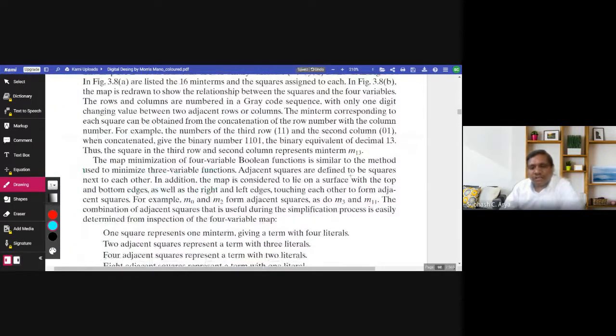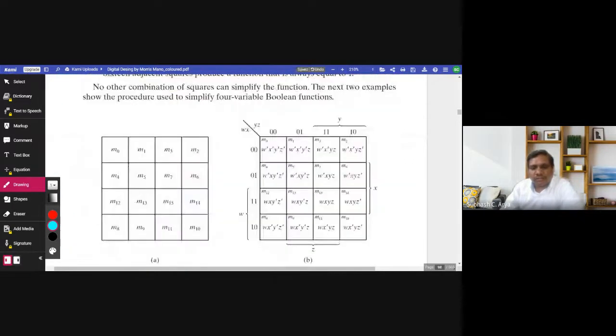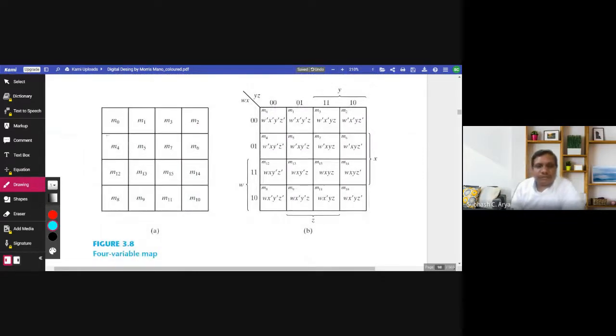Now 4 variable. Let us see how to draw a 4 variable K-map. 4 variable K-map has been drawn here. So I write here F is a function of W, X, Y, Z. So here I take W bar X bar, W bar X, W X, W X bar. This side Y bar Z bar, Y bar Z, Y Z, and Y Z bar.